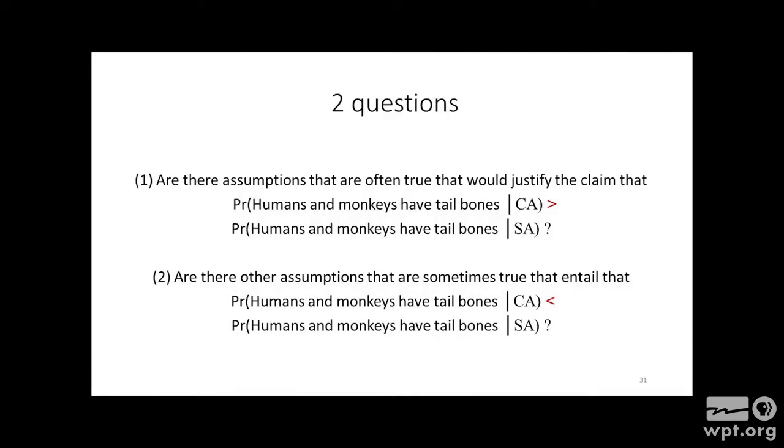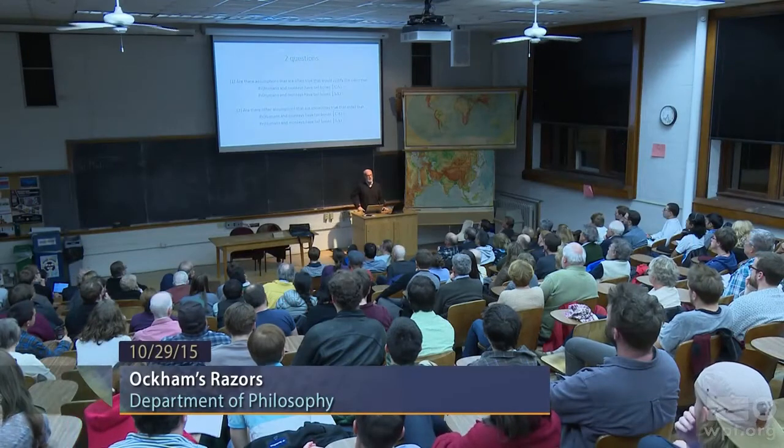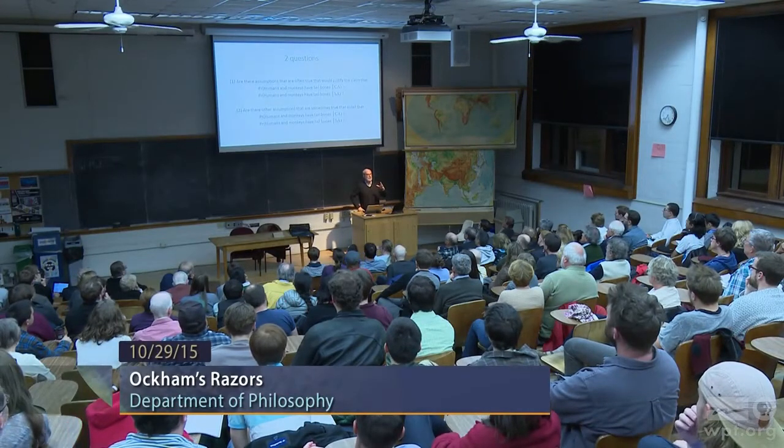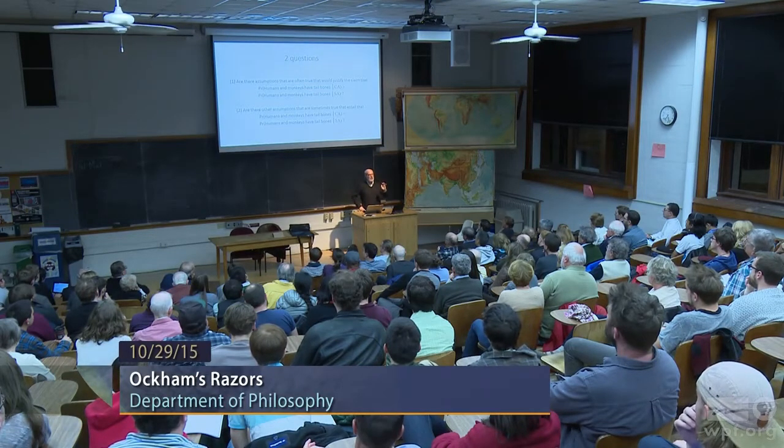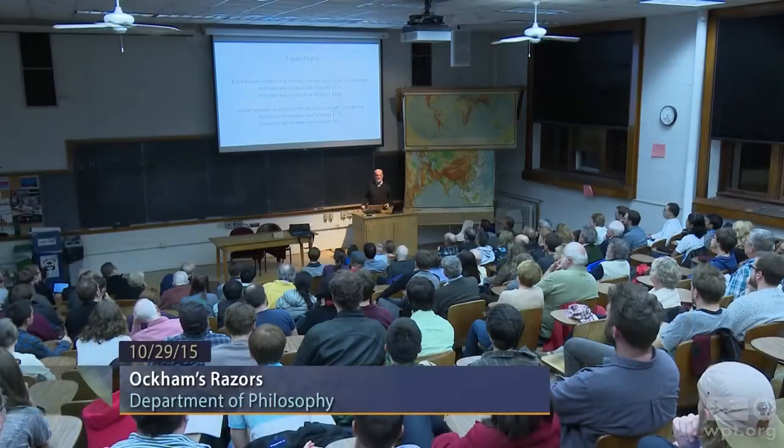But what are those assumptions? And then separately, maybe there are some other assumptions which will have the opposite significance. It'll tell us that no, under these different assumptions, the observed similarity is more probable under the separate ancestry hypothesis than it is under the common ancestry hypothesis. So notice how the inequality flips here, greater than, less than. We're looking for assumptions that will justify the first inequality, but we want to be alert to the possibility there might be other assumptions that justify the second one.